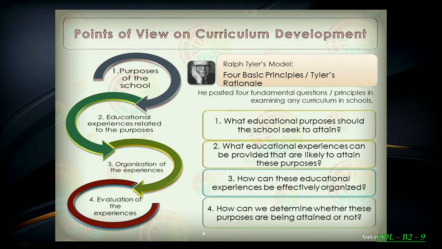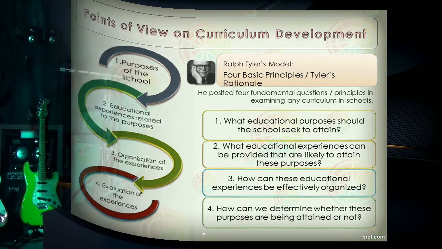Number 1. What educational purposes should a school seek to attain? So it talks about the purposes of the school. Number 2. What educational experiences can be provided that are likely to attain these purposes? That's educational experiences related to the purposes. Number 3. How can these educational experiences be effectively organized? That's organization of the experiences. Number 4. How can we determine whether these purposes are being attained or not? That's the evaluation of the experiences.